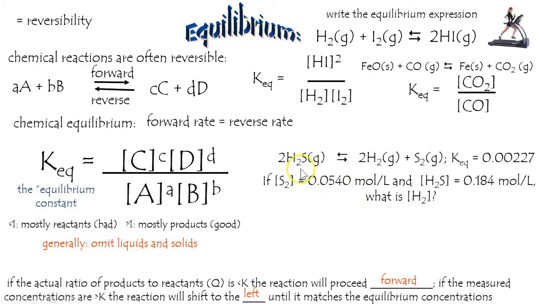Here's one where we give you not only the balanced chemical equation, but enough data to solve a problem. We know what the concentration of sulfur is. We know what the concentration of hydrogen sulfide is. We know what the equilibrium constant is. So when you set up the expression, you'll have everything except the hydrogen concentration. If you want to pause this and solve it, go ahead.